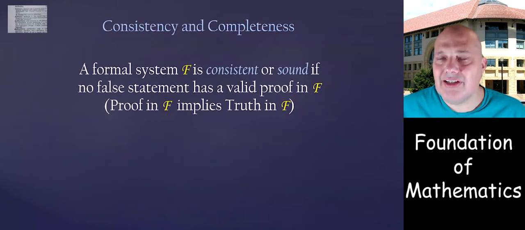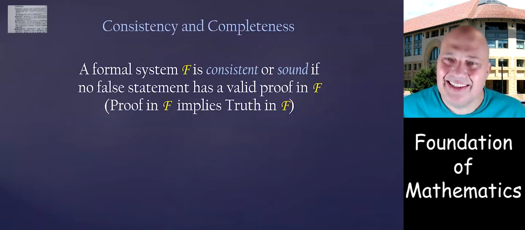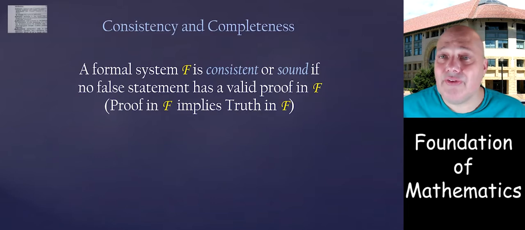Now, being interesting is not interesting enough. We want more. And the first thing that we definitely want is consistency. So a formal system F is consistent, or sound, which is a different way of saying it, if no false statement is a valid proof in F. So proof in F implies truth in F. If this doesn't hold, then the system is not really great. And in fact, we can again have a trivial system.